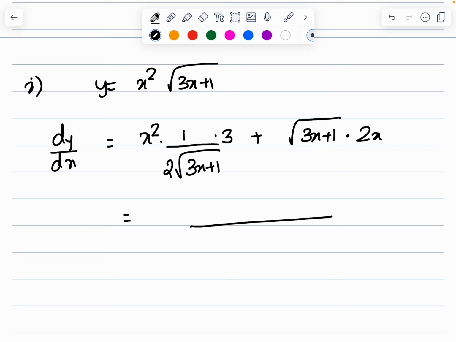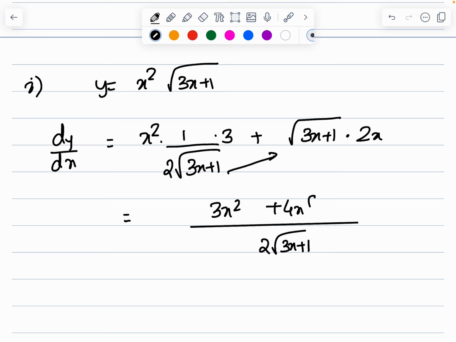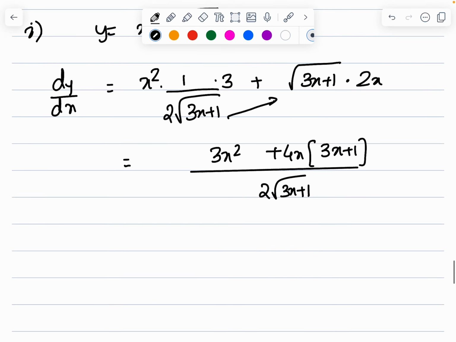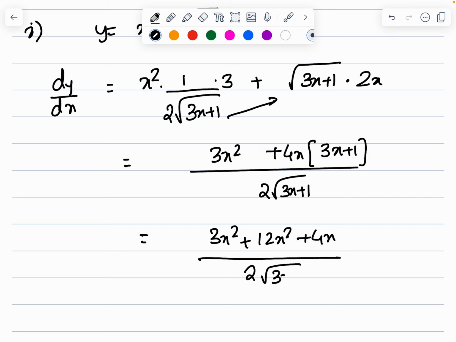What can I do? I can take the common denominator as 2 square root of 3x plus 1. So it becomes 3x squared, and do the cross multiplication: 4x times square root of 3x plus 1 times square root of 3x plus 1. Square and square root get cancelled, 3x plus 1. So it becomes 3x squared plus 12x squared plus 4x upon 2 square root of 3x plus 1.